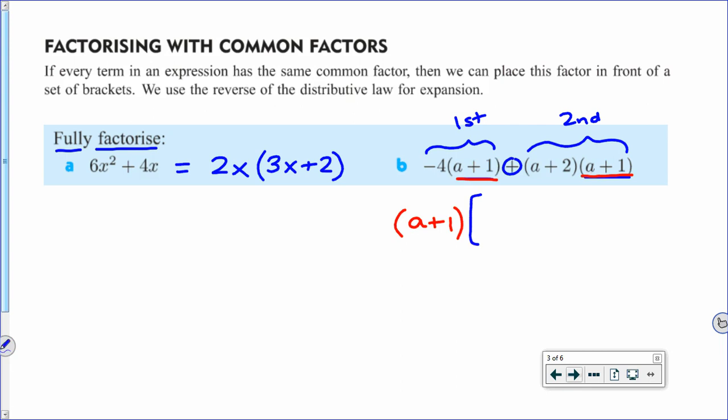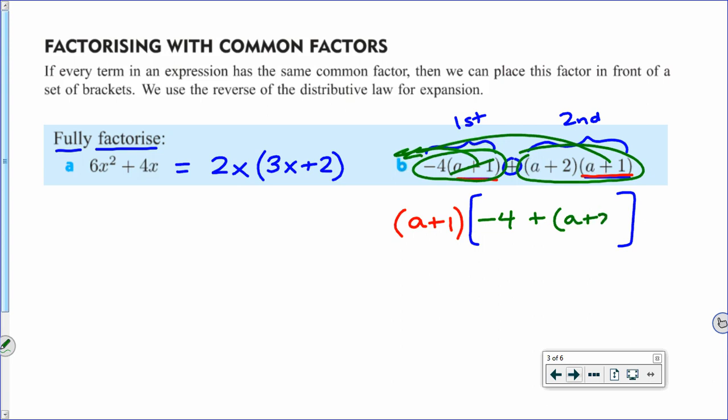What's going to be left from the first term, if I take out the a plus 1, is just the negative 4. And from the second term, when I take out the a plus 1, I'm going to be left with just the a plus 2 group. So this is a little bit trickier because it's factoring out an entire group from each of two terms. And then I might want to clean this up a little bit. I'll keep this a plus 1 out here. And in here, I really just have like terms, negative 4 plus a plus 2. So negative 2 plus a, or a minus 2. So clean it up with that extra step. There's a couple like that in our homework.